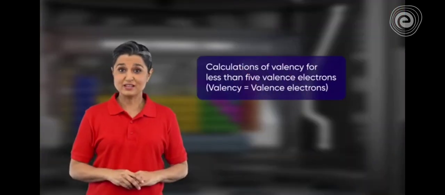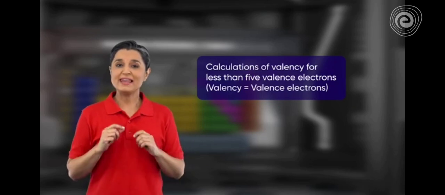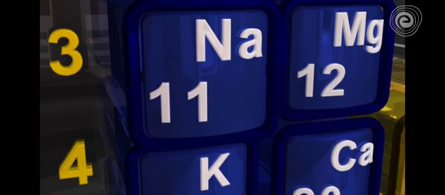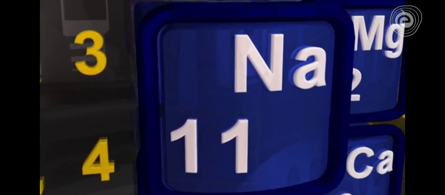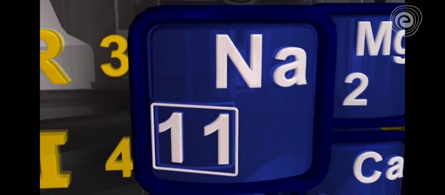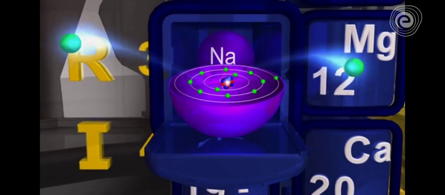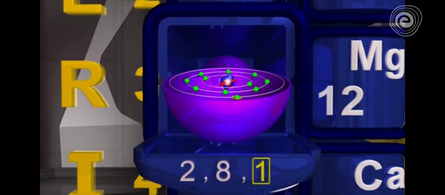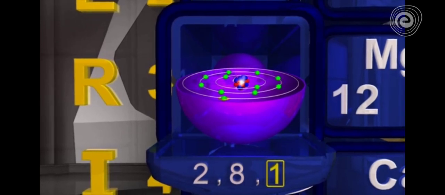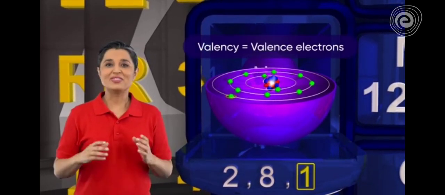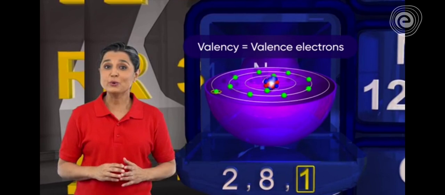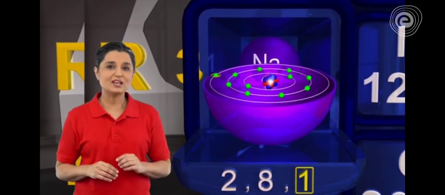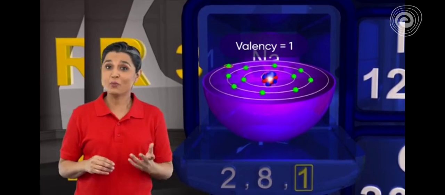Now we will study those atoms which have less than 5 valence electrons. Consider an atom of sodium with an atomic number 11. It has an electronic configuration 2, 8, 1. Thus, sodium has one valence electron. For such atoms, their valencies are equal to the valence electrons. Sodium thus shows a valency of 1.